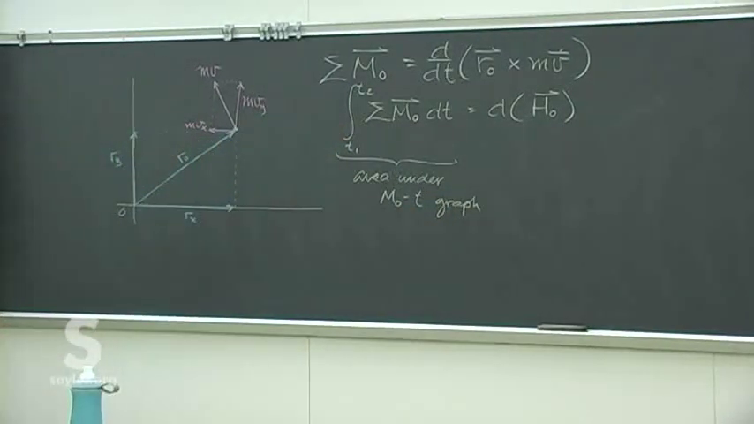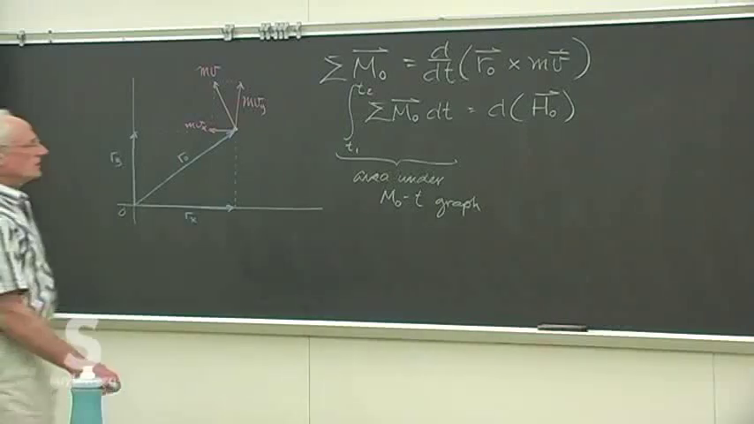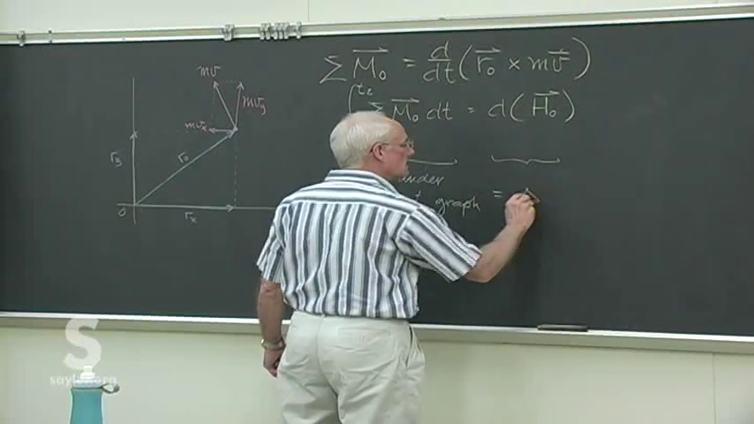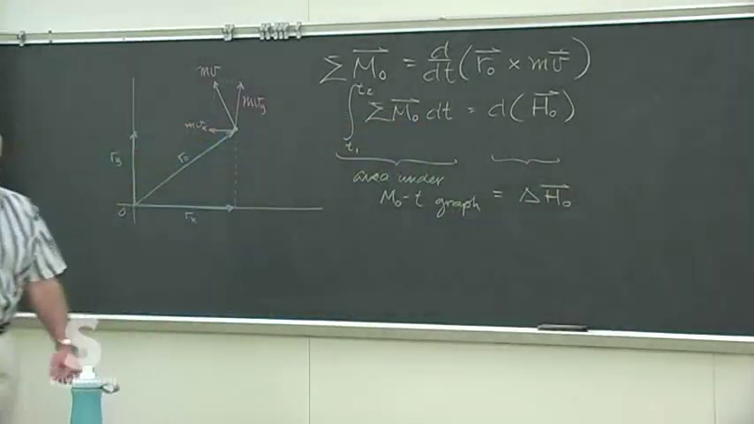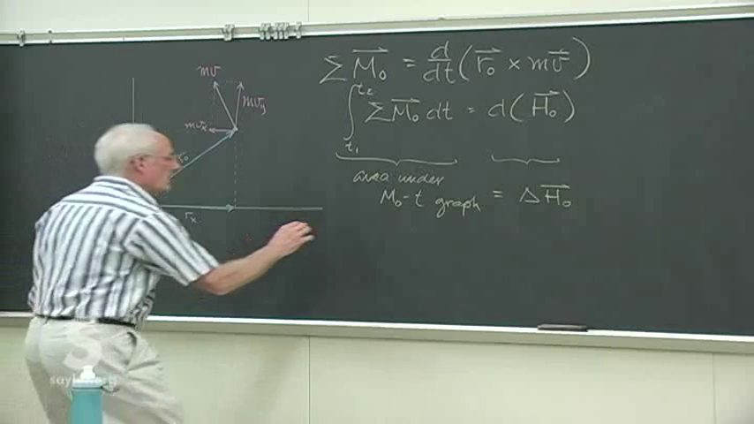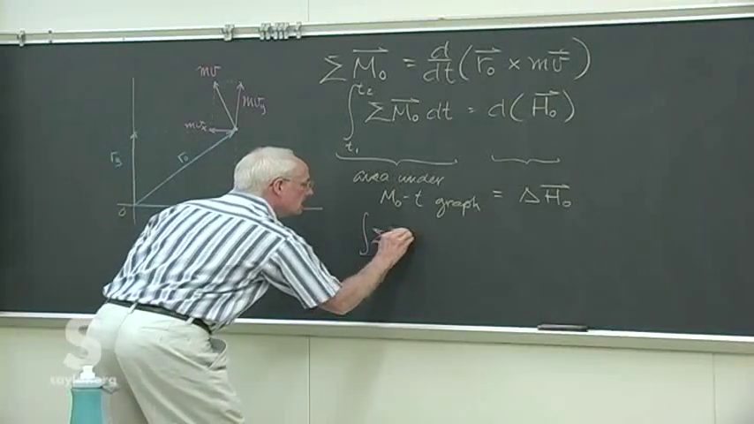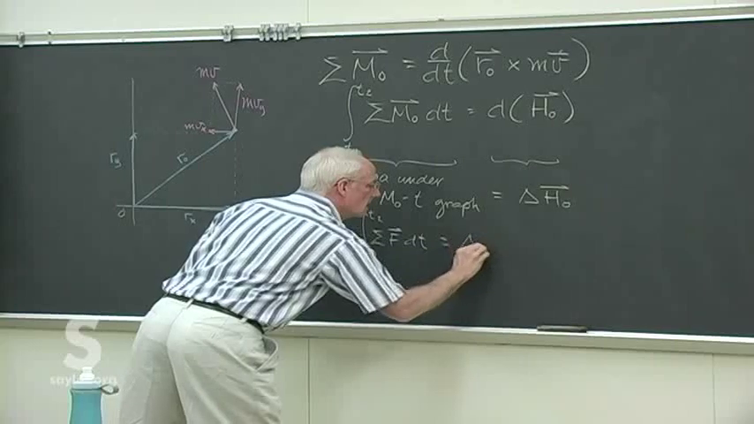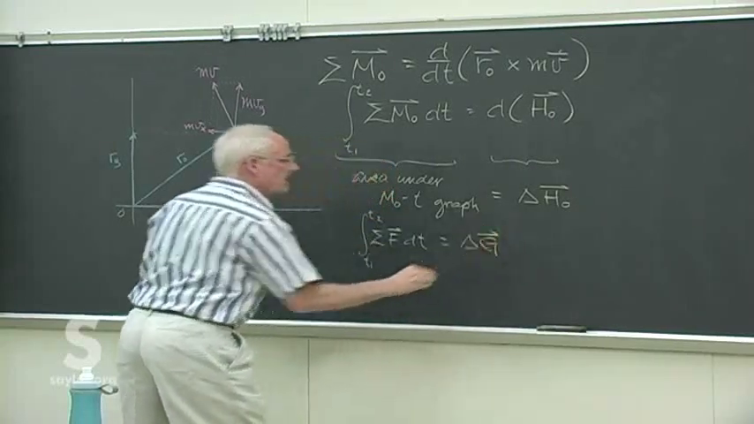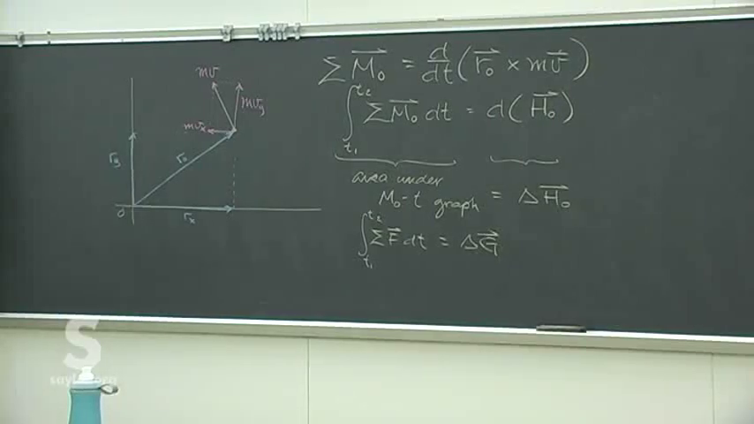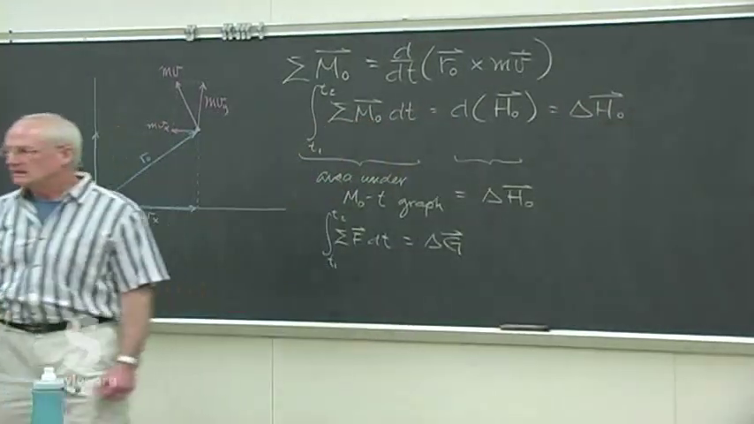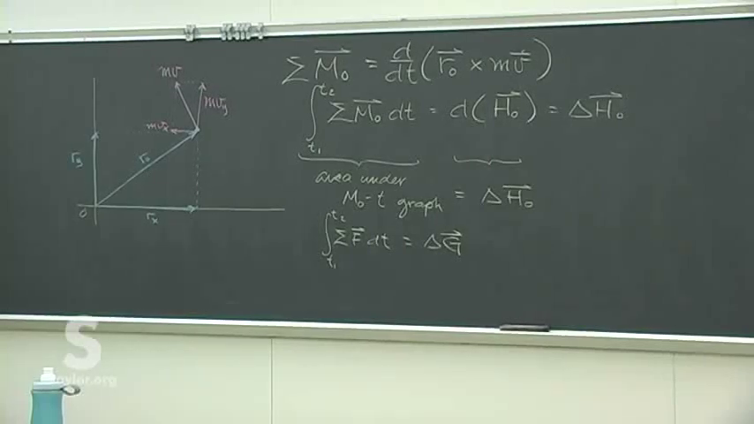And we can do it in separate component directions, the x direction and the y direction. It's a little difficult to draw a vector time graph in two dimensions. And then, of course, this piece over here is delta H0. So it looks very much like our linear impulse-momentum equation, where the impulse caused a change in the momentum. So we have those two very same equations again, related. Both happening at the same time in these problems.